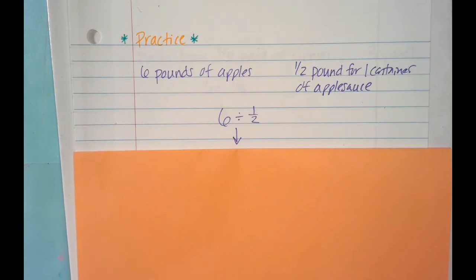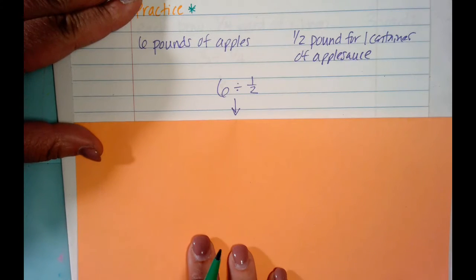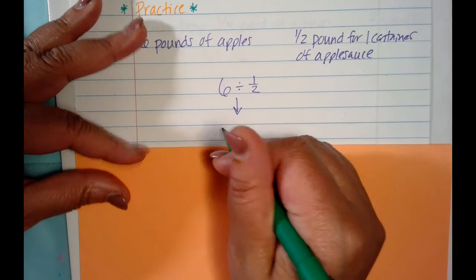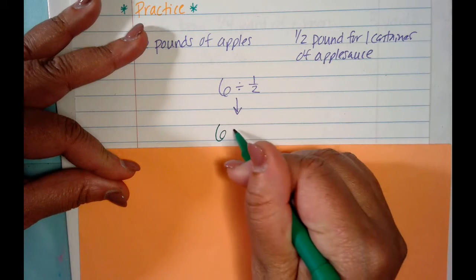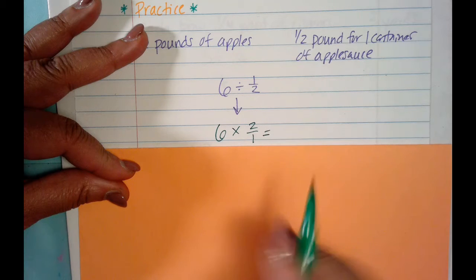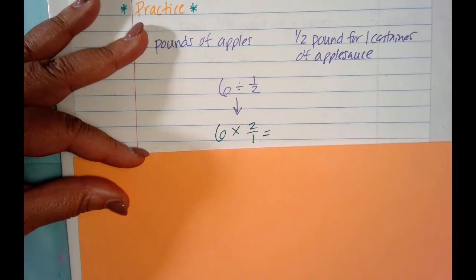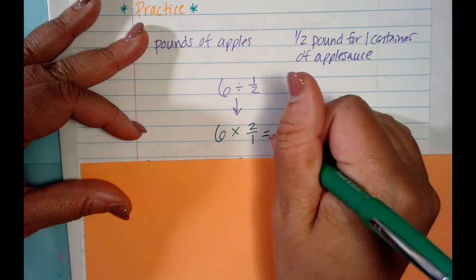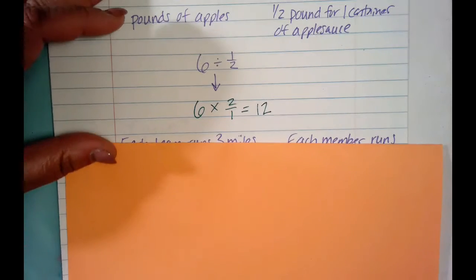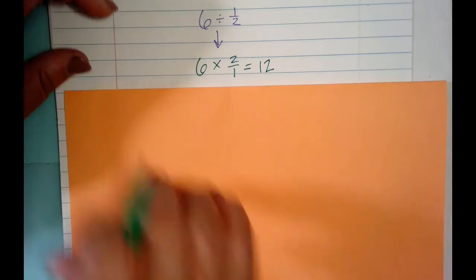Okay? And what do we do when we have a fraction in the problem? We keep the first number, change the sign to multiplication, and we flip the second number. So now we have 6 times 2 over 1, which is the same as 6 times 2, which is 12. So she's able to make 12 containers of applesauce.